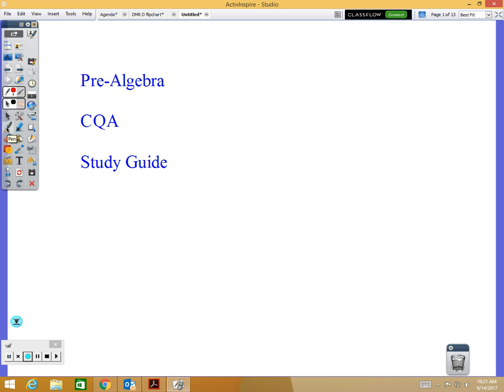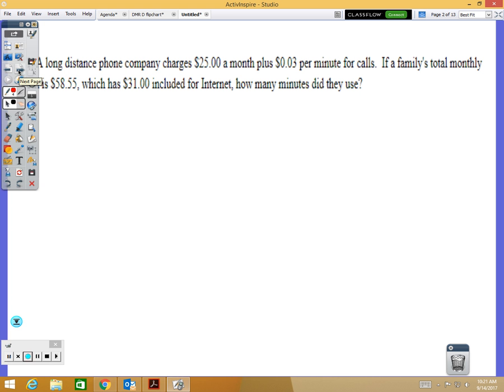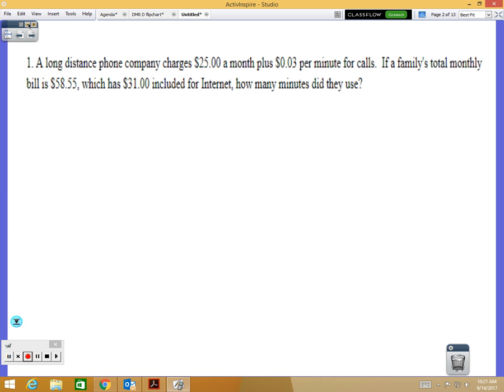I did try to make this study guide as similar as possible to the actual CQA. So question number 1 on the study guide is very similar to question number 1 on the test. So it goes in the same order. Okay, it is not the exact same question, but it's very, very similar. So when you have these word problems, make sure you read it fully once and then go back through and identify your important information.